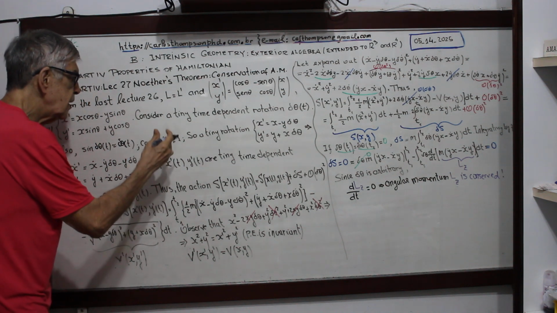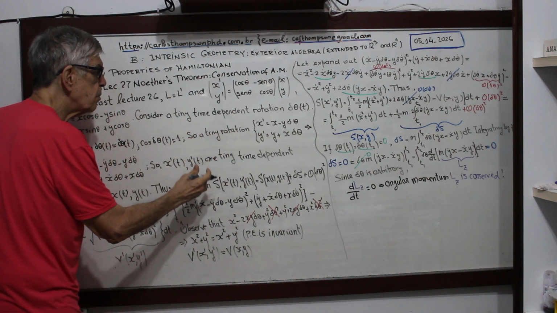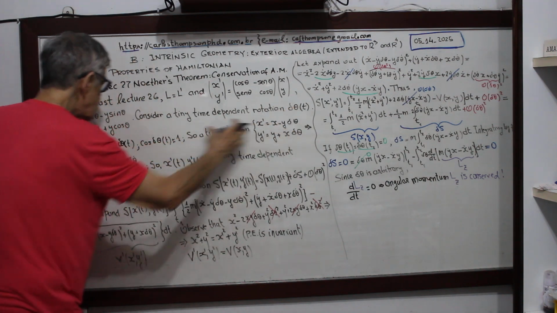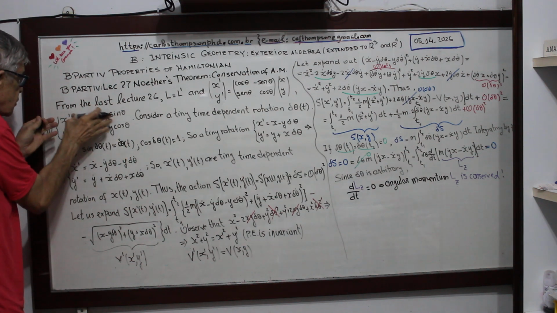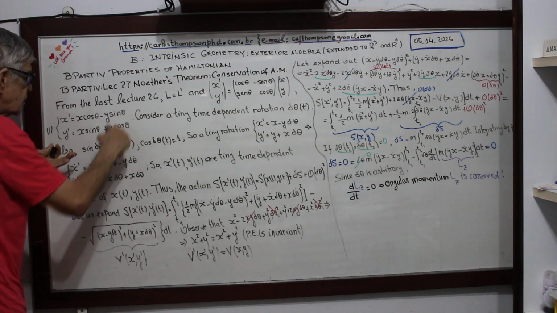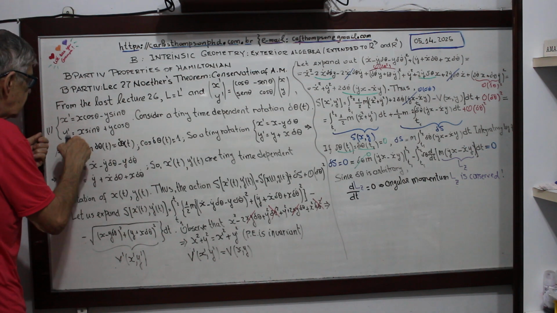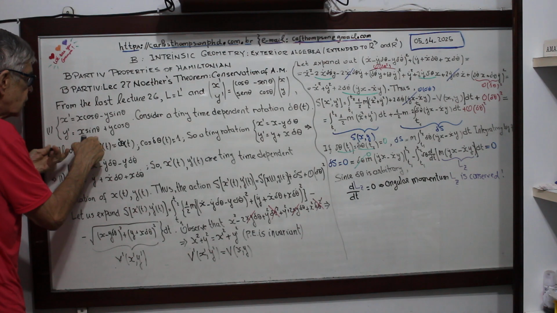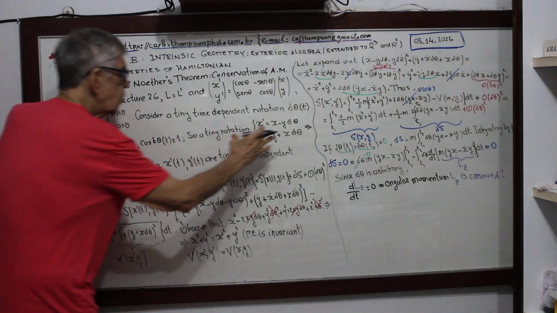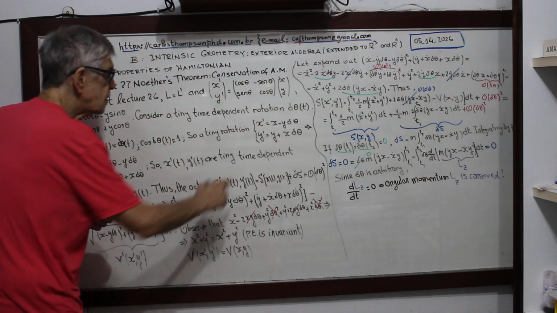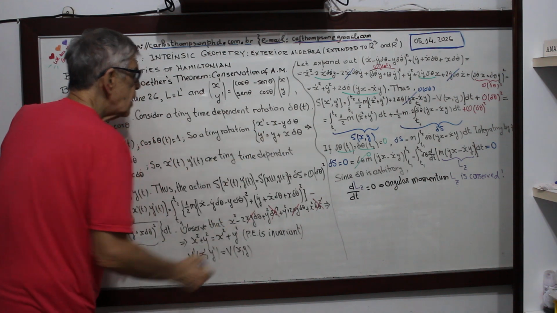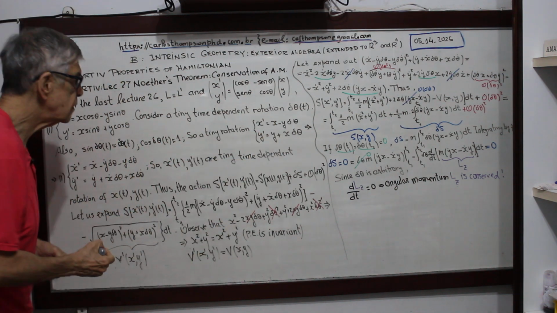So for a tiny rotation by this angle, just substitute: cosine is 1, sine gives minus delta theta here, this is plus delta theta, and this is 1. You just substitute right here. So this is a rotated coordinate, x prime and y prime, and x and y is the original coordinate.